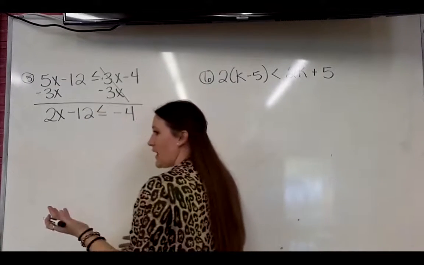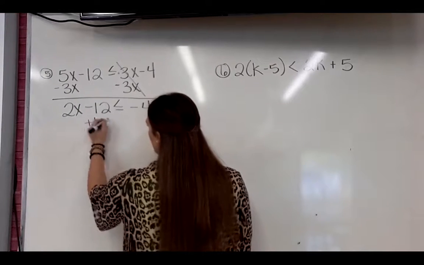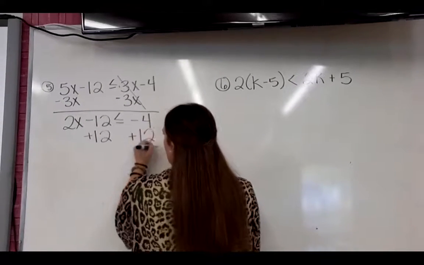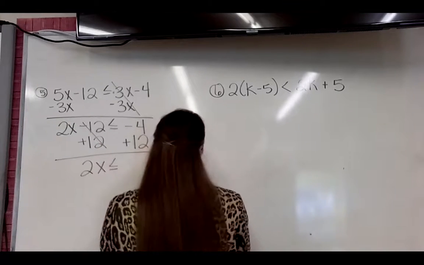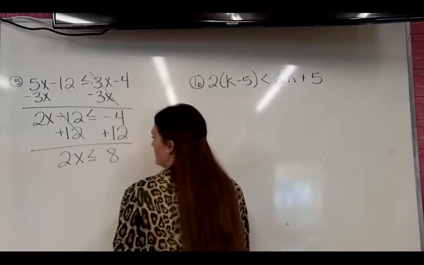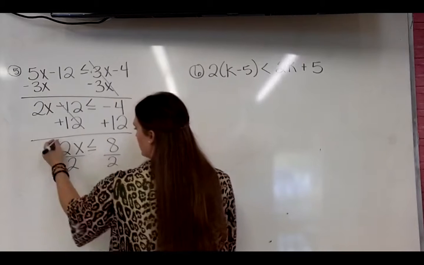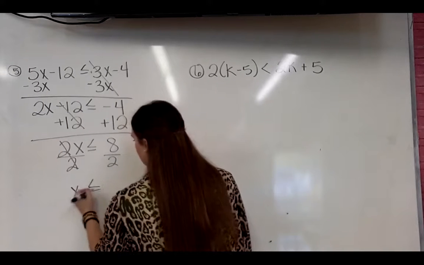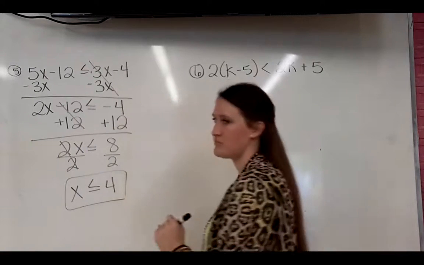Now it's kind of like the previous problems. I'm trying to solve for x, so I'm going to get rid of this 12 first by doing the opposite and moving it to the other side. Negative 4 plus 12 is 8. Now I divide by 2 because now I want to get rid of just the 2 and keep the 8 there. So we get x is less than or equal to 4.